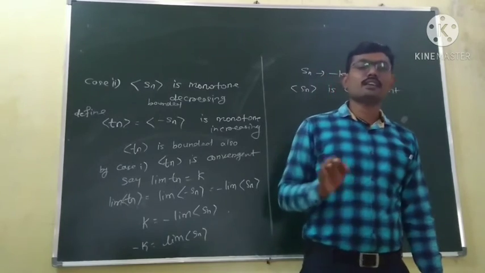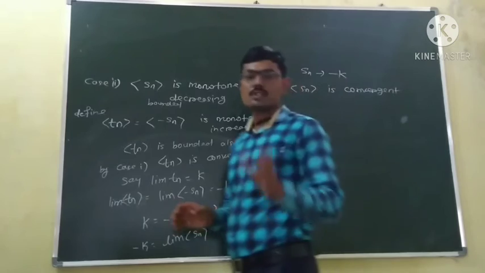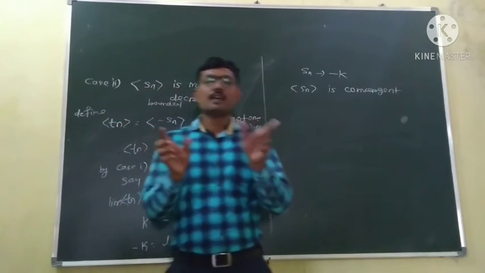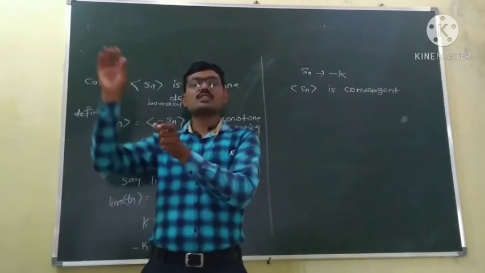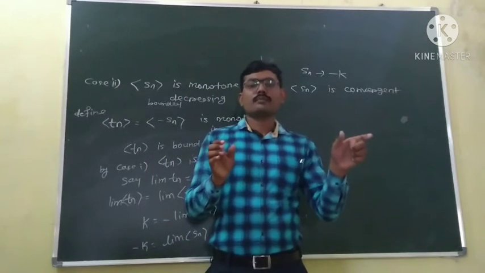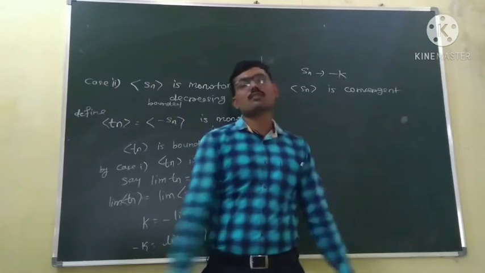In simple terms we can write: every monotone bounded sequence is convergent. A sequence which is monotone plus bounded is convergent. If a sequence is monotonic increasing and bounded, then it converges to its least upper bound. If a sequence is monotonic decreasing and bounded, then it converges to its greatest lower bound.